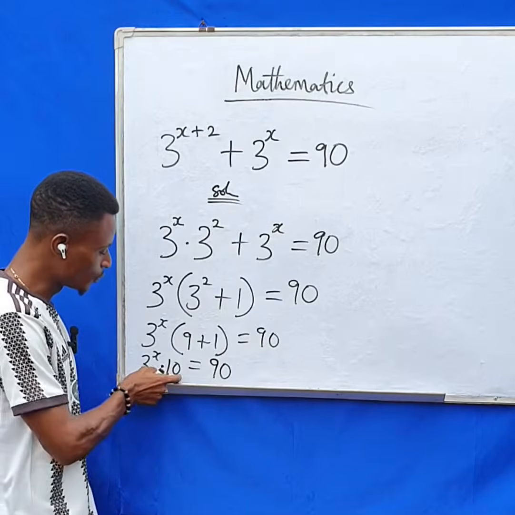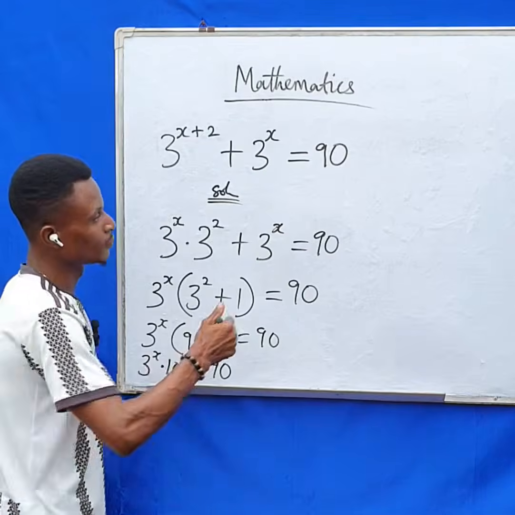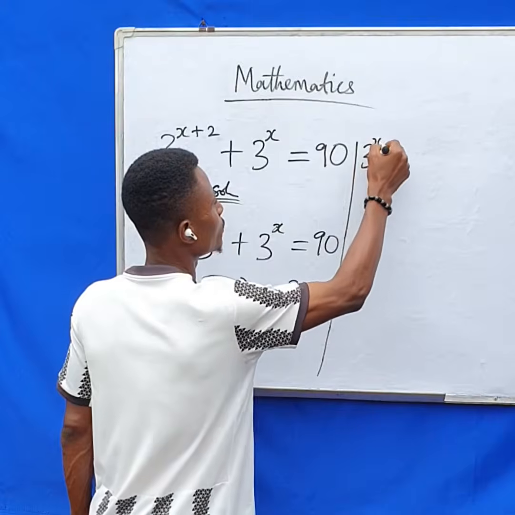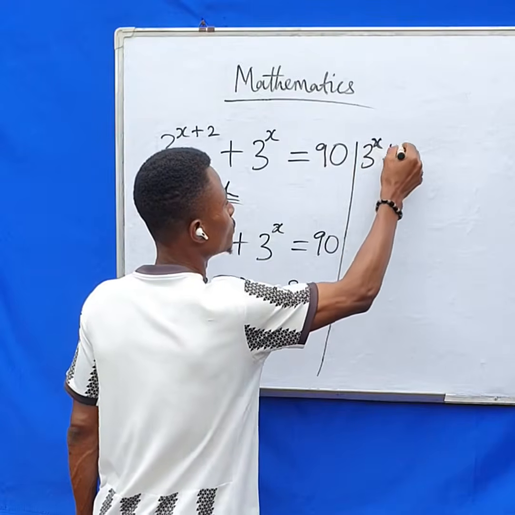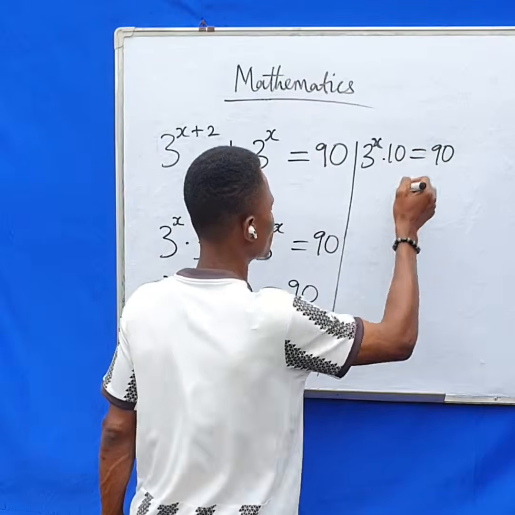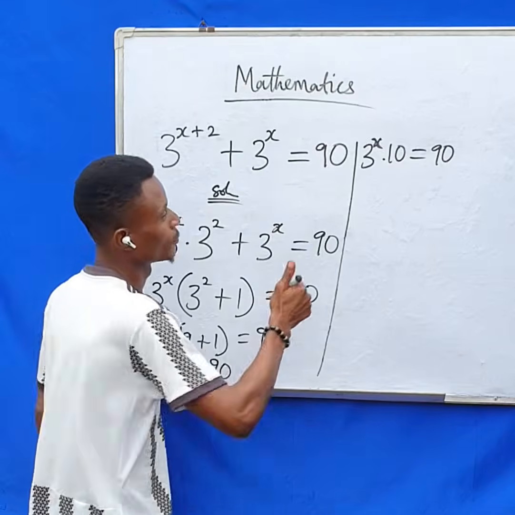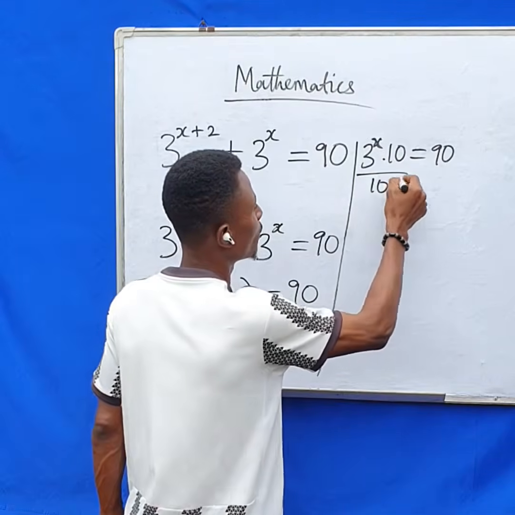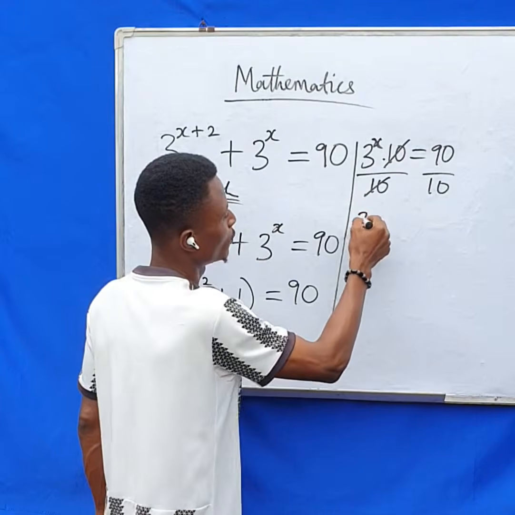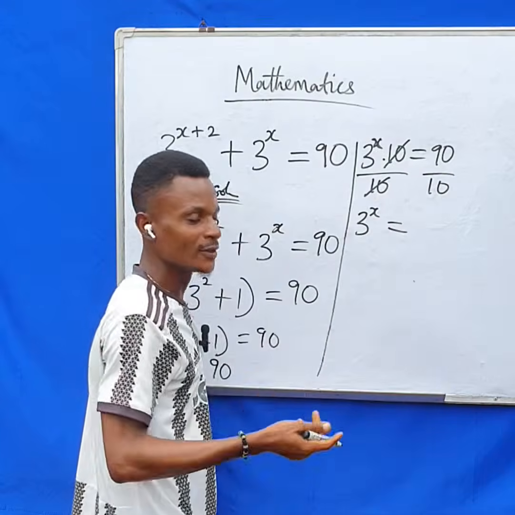The next thing to do is to get rid of this 10 by dividing both sides by this 10. So we have 3 raised to the power of x times 10, which is what we have here, equal to this 90. Now we are going to divide this by 10 and also divide this by 10. 10 will cancel 10 and we are left with 3 raised to the power of x equal to 90 divided by 10, which will give us 9.